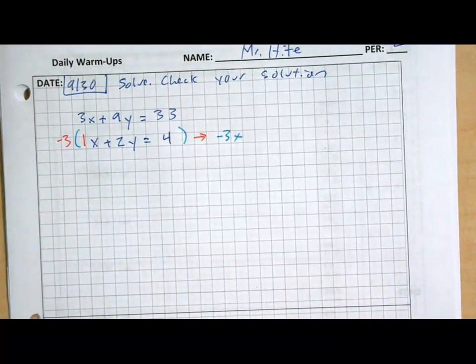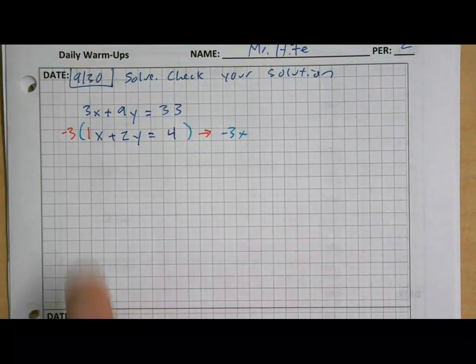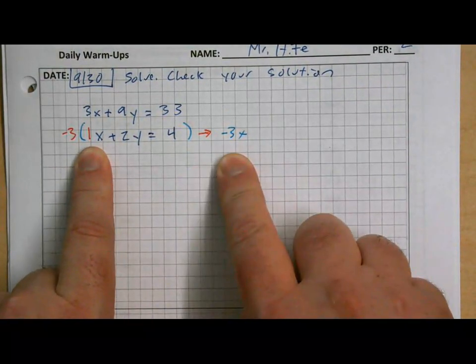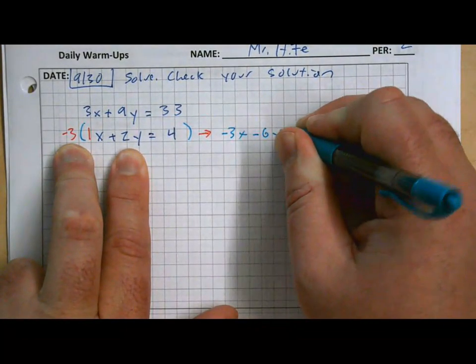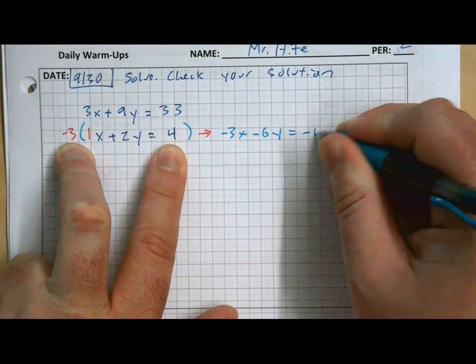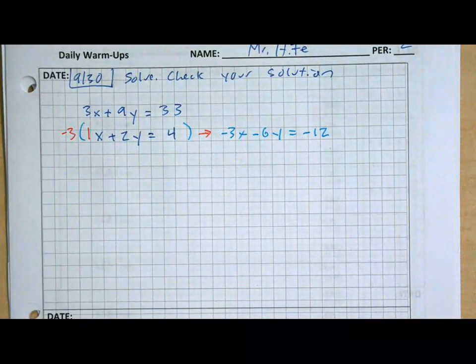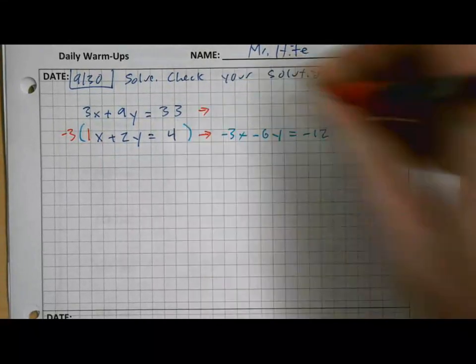But then I need to multiply the entire equation by negative 3. So negative 3 times 1x is negative 3x. Negative 3 times 2y is going to give me negative 6y, equals negative 3 times 4 is negative 12. So I've modified the bottom equation by multiplying everything by negative 3. That's a legal move as long as we're multiplying every term on both sides by the same number. And the top equation I'm not going to modify at all. I'm just going to copy it over here.